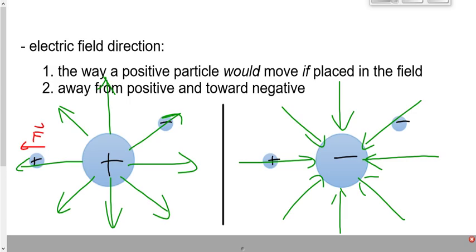Over here, which way is the positive going to be influenced? It's going to be attracted to this negative producer. The force is to the right. Therefore, we would define the field as being to the right.